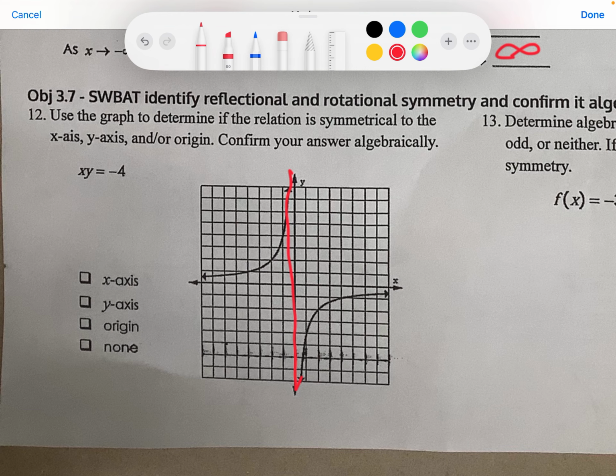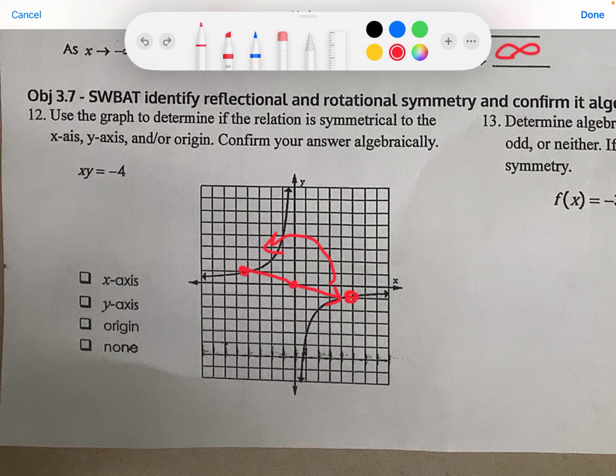Similar for the y-axis. If I go here and I look across from each other, every other point seems to be ending up in no man's land. So y-axis is out as well. So it's not x-axis, it's not y-axis. Maybe it's origin. Well, if I rotate 180 degrees, let's take this point here, and turn it around, so it ends up over there. Yep, it does seem to be ending up right where it is.